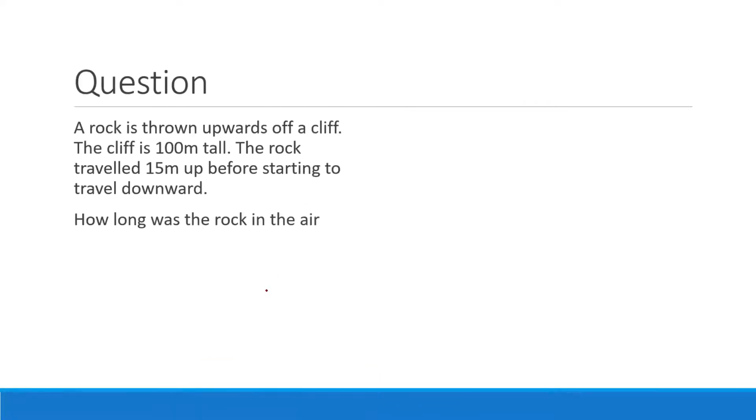I want you to jot this down if you could. I'm about to put it onto the document camera and then we'll go through it together. So a rock is thrown upwards off a cliff. The cliff is 100 meters tall. The rock travels 15 meters up before it starts to travel downwards. How long was the rock in the air? That's the question here.